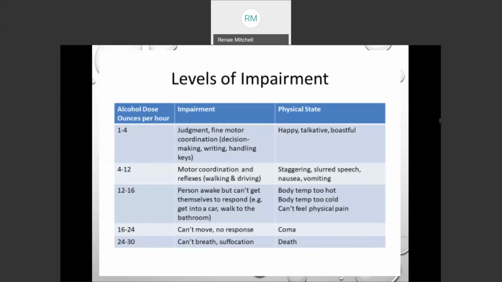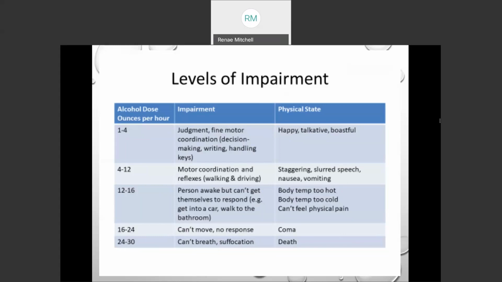pain. So it is a very fine line between how you would describe someone as being drunk, like, oh, that person's slurring their speech, and like, oh, maybe they puked, but they bounced back, so they're good to go, versus this person cannot respond anymore, their body temperature is dysregulated, and we're looking at coma and death.